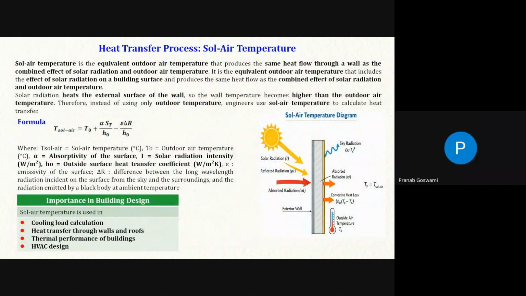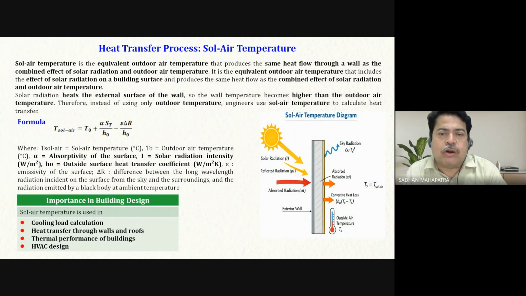Okay, sir. There is another parameter which is called sol-air temperature. Sol-air temperature is the equivalent outdoor air temperature that produces the same heat flow through a wall as the combined effect of solar radiation and outdoor air temperature. It is the equivalent outdoor temperature that includes the effect of radiation on a building surface and produces the same heat flow as the combined effect of the radiation and outdoor temperature.